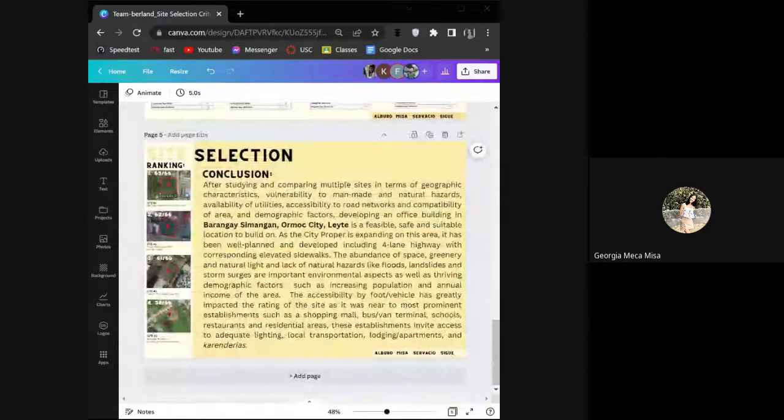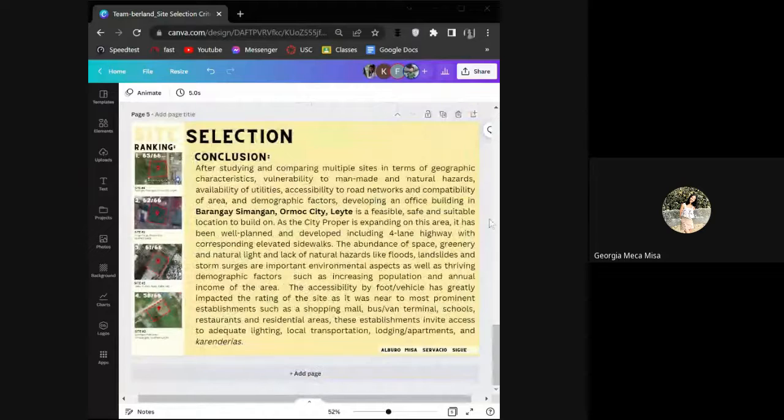So, in conclusion, Ormoc City Simangan is our chosen site because it is a feasible, safe, and suitable location to build on. The abundance of space, greenery, natural light, and lack of natural hazards like floods, landslides, and storm surges are important environmental aspects, as well as thriving demographic factors such as increasing population and annual income of the area.